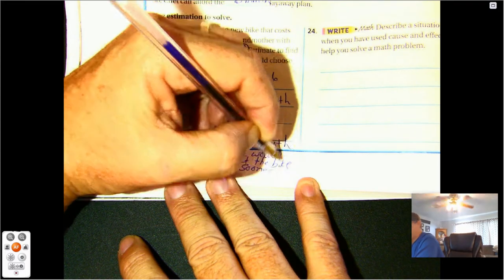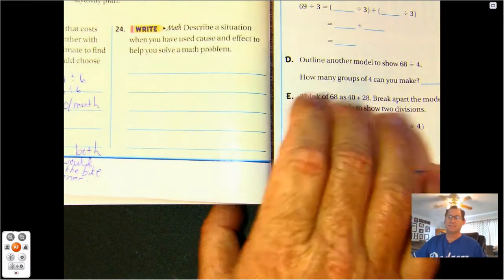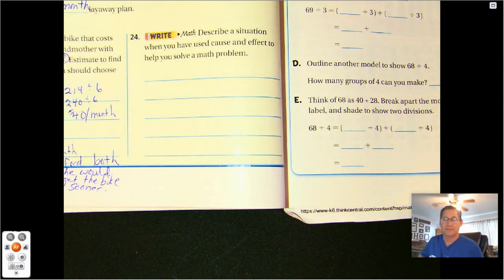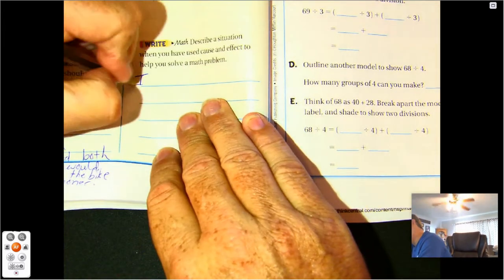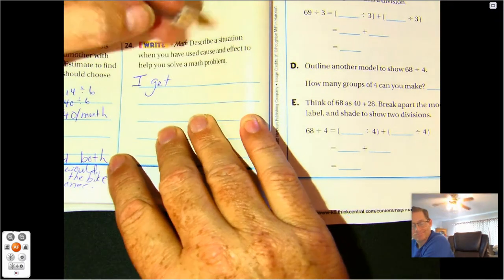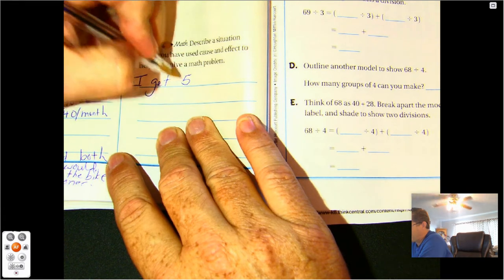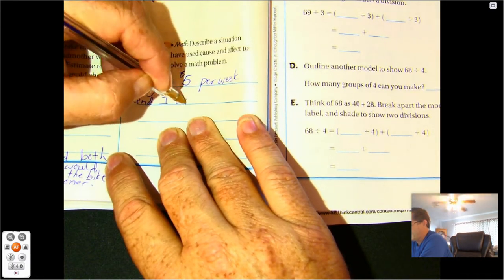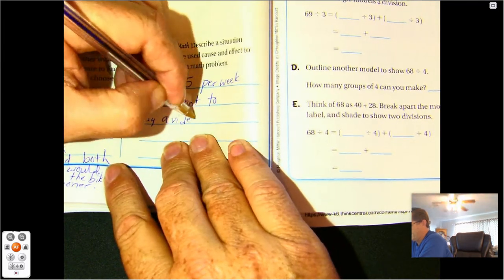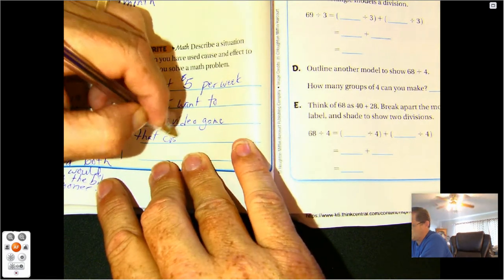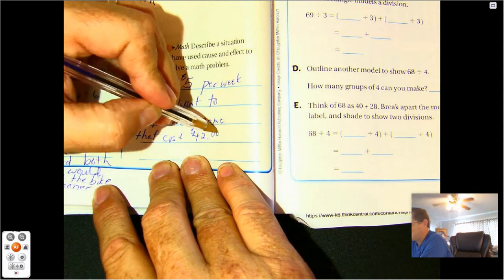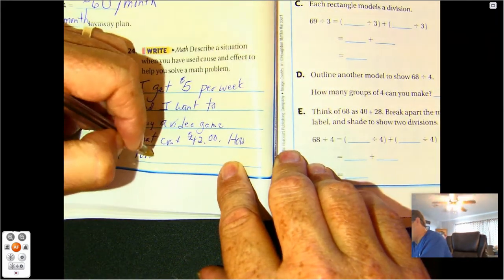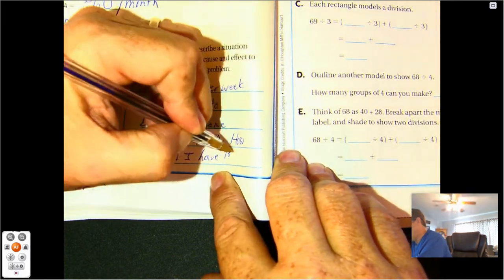And 24. Describe a situation when you have used cause and effect to help you solve a math problem. So I don't know, I get $5 per week, and I want to buy a video game that costs $42. Okay. How long do I have to save? Well, that's about 8 weeks.